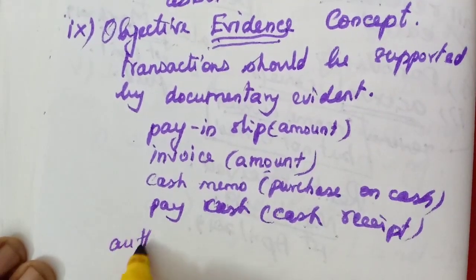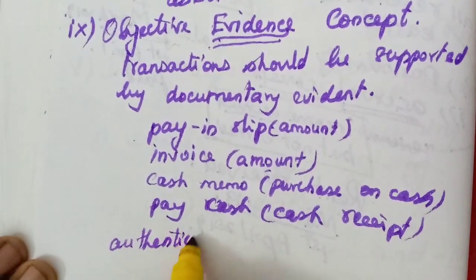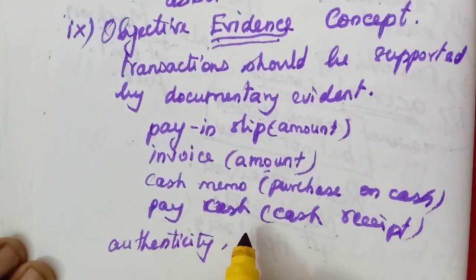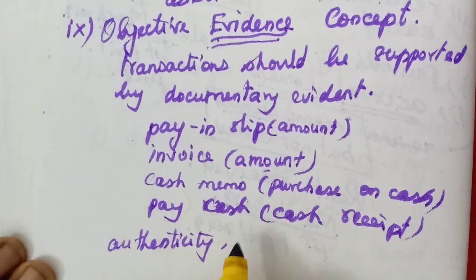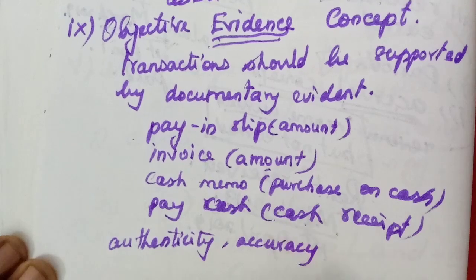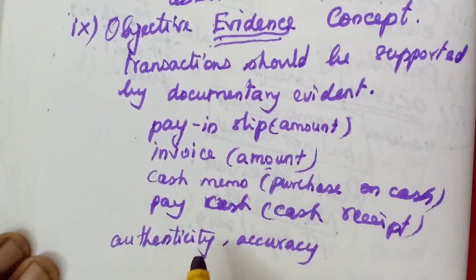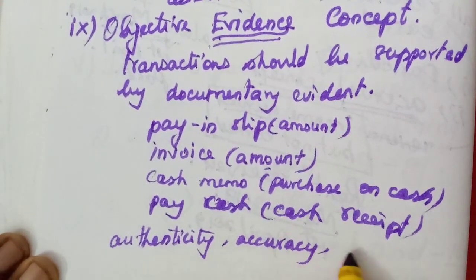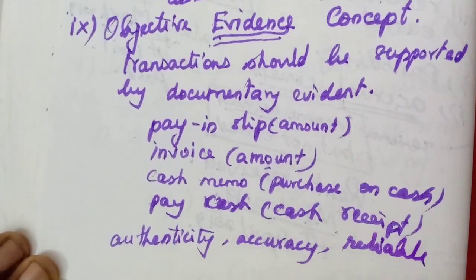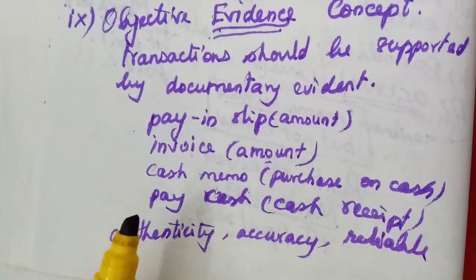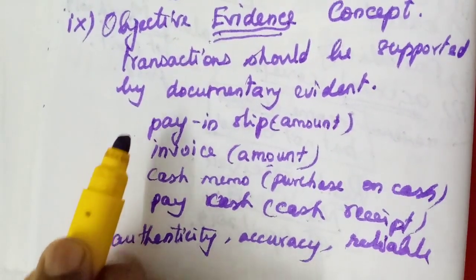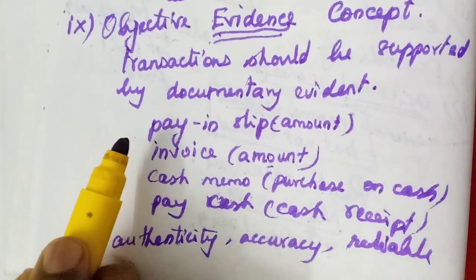Authenticity means the correctness, or the accuracy, we can say. The correct amount only we can enter in the books of accounts. Then we can rely on that. There is no fraud in that. Reliability. All these are there. So it is one of the concepts that all the transactions must be supported by documents.